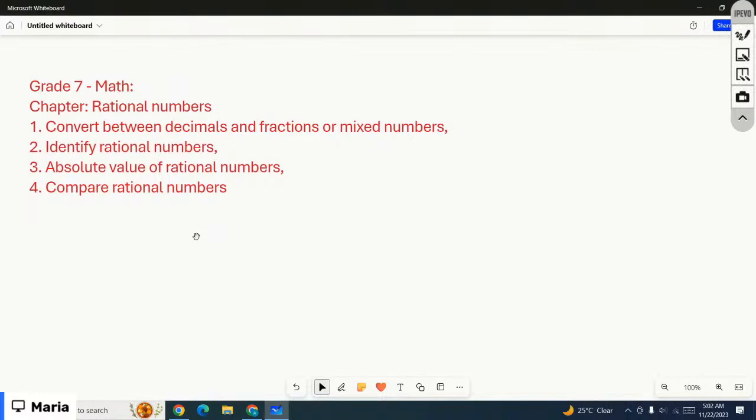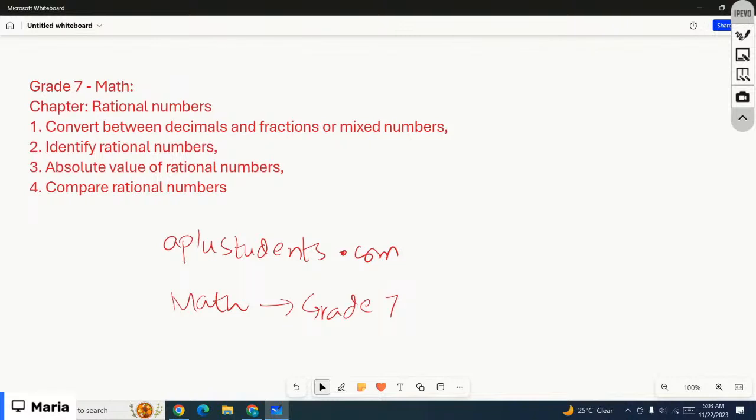We are here for grade 7 math. So you can find all the lessons on aplusstudents.com. You have to log in there using your email address and password provided by the administrator. Then you have to select math from the subject tab. Scroll down to grade 7 math and then click on view all lessons. So there you can find a list of the chapters.